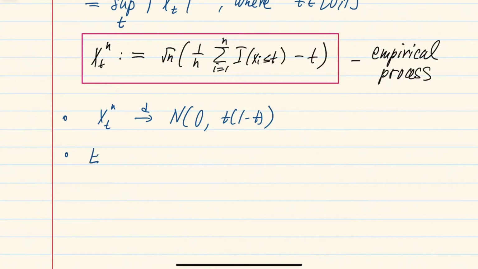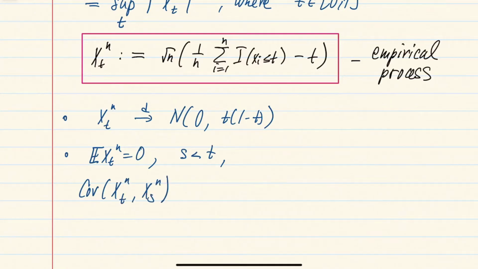Okay, so these are already centered, and if you take, let's say, times s less than or equal to t, then you calculate the covariance of Xn at time t and at time s. Well, it will be just the expectation of their product.